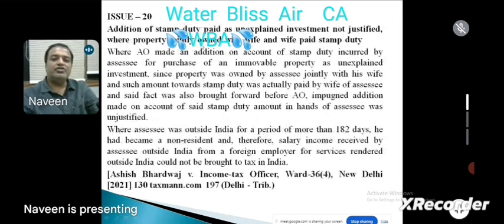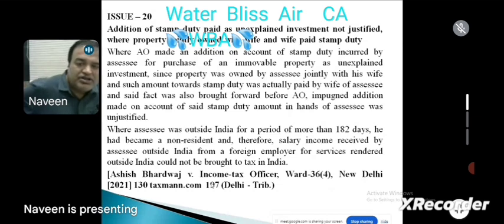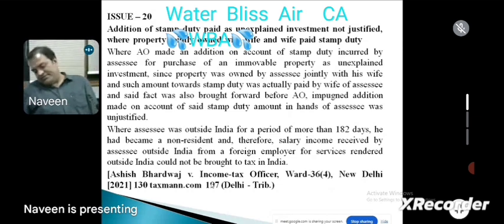Now, addition of stamp duty paid as unexplained investment not justified when property jointly owned with wife and wife has paid the stamp duty. So in this case, again, New Delhi Tribunal 2021, Ashish Bharadwaj case, the AO made an addition on account of the stamp duty incurred by the assessee for purchase of the property as unexplained investment. Why? Since this property was owned by the assessee jointly with his wife, and such amount of stamp duty was actually paid by the wife of the assessee. This fact was also brought before the AO, so the addition made on account of the said stamp duty in the hands of the assessee was unjustified.